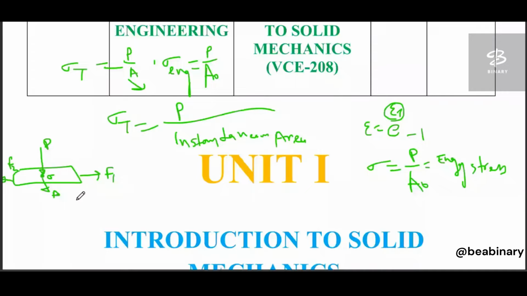So now tensile stress here, if sigma is positive. First condition is sigma, this sigma means engineering stress. Suppose if sigma is positive, means P upon the original cross-sectional area is positive, means P is positive.